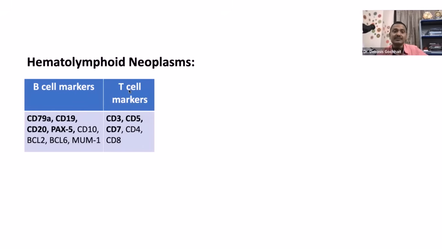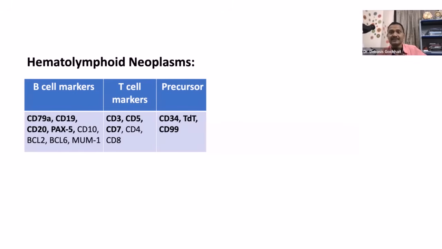Now, what are the T cell markers? See, these are all double digits, whereas T cell markers are all single digit: 3, 5, 7. So if you can remember, 3, 4, 5, 6 is not there, 7 and 8. These are some of the markers that are positive in T cell. So 3, 5 and 7 you have to remember, odd and single digit, whereas 19, 79A and 20 are all double digit. These are all B cell markers.